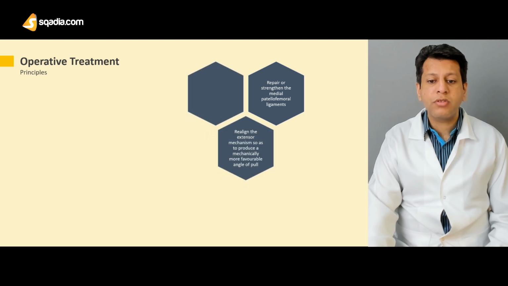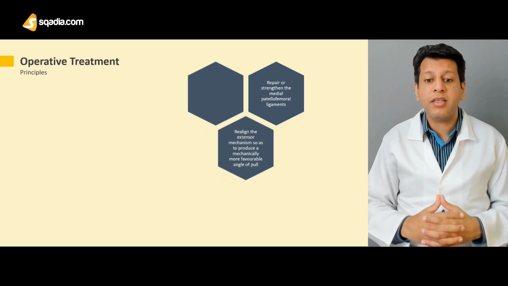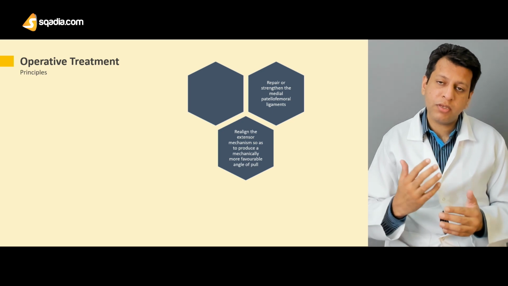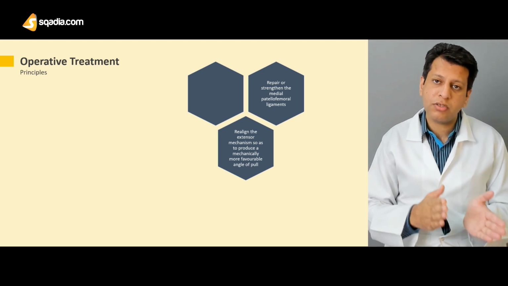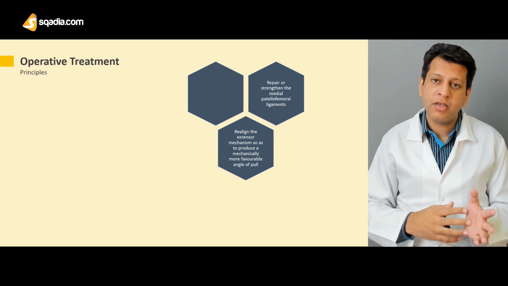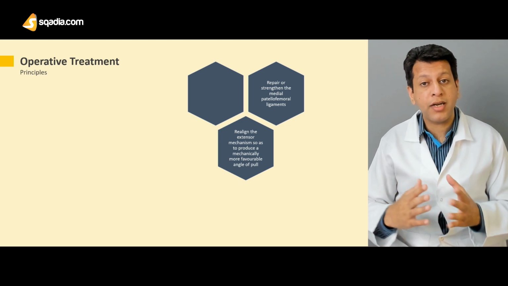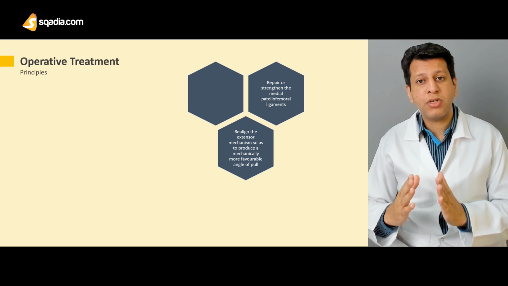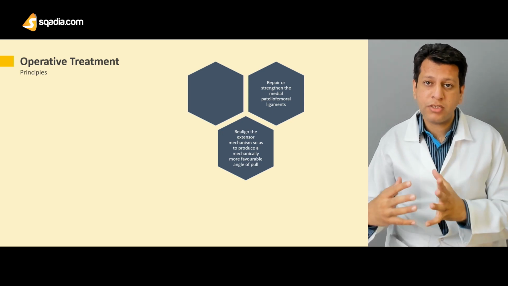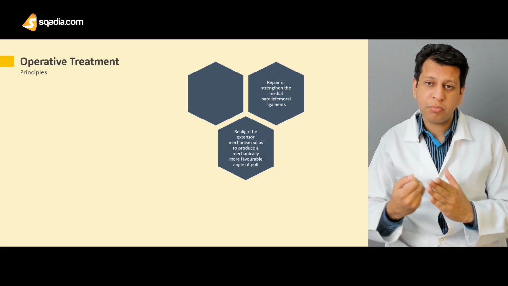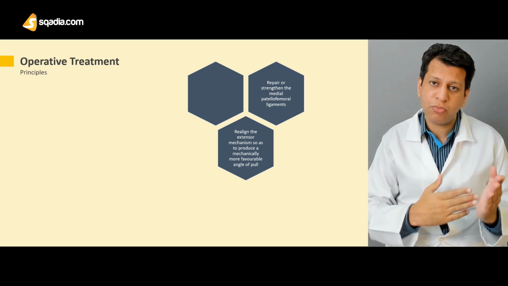Other options include realigning the extensor mechanism so as to produce a mechanically more favorable angle of pull. Why do we need to do that? Because once we are sure that the problem is with the osseous or bony anatomy, then we probably need to realign the extensor mechanism to produce a mechanically more favorable angle of pull. That is, we align by use of an osteotomy the patellar ligament in such a way that it pulls the patella more medially rather than more laterally.